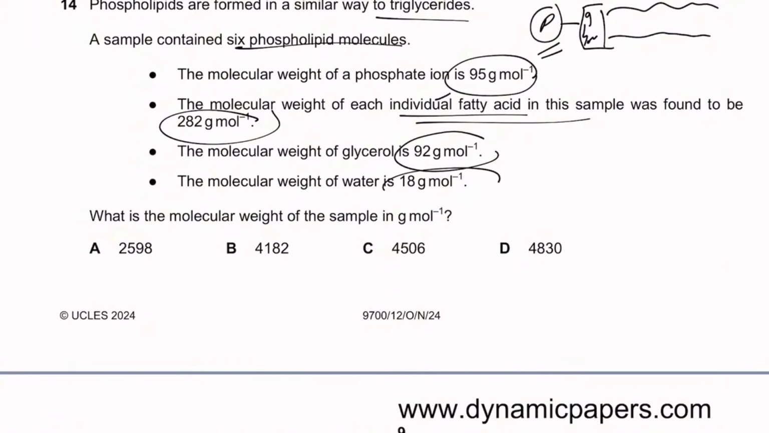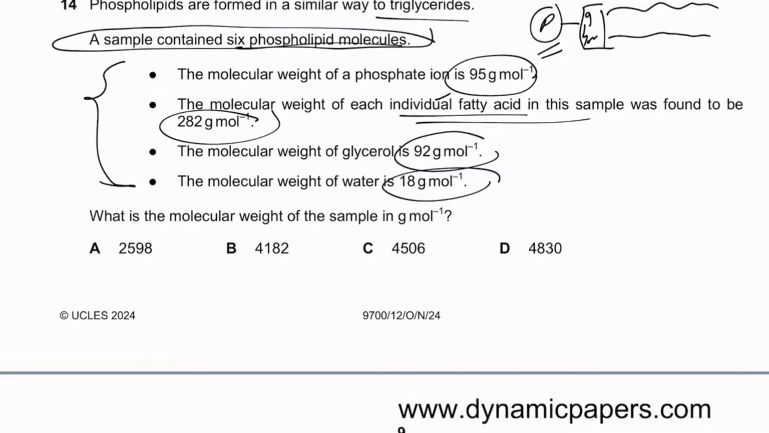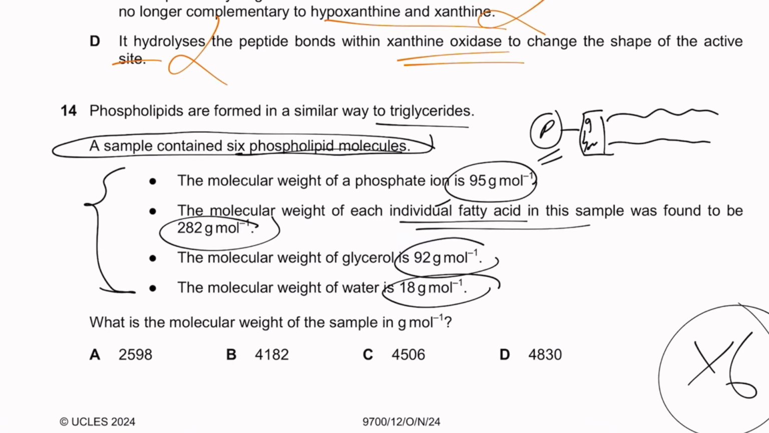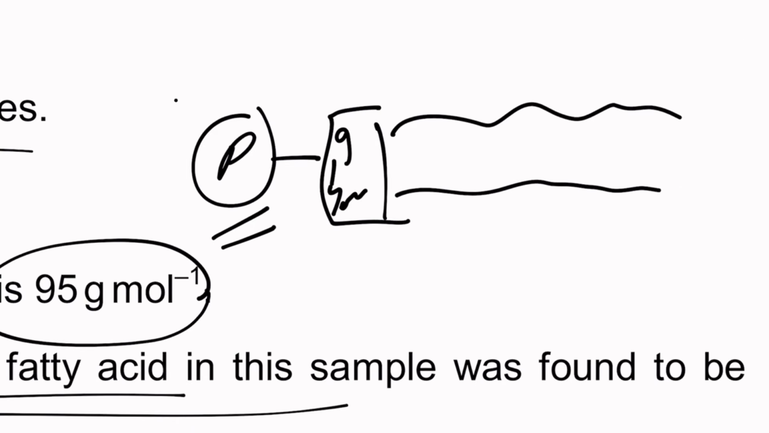Molecular weight of water is 18, and he's looking for the molecular weight of the sample, which, let's remember, contained 6 phospholipid molecules. So whatever the mass of the phospholipid comes out to be after we find this information, we need to multiply the final answer by 6. Okay. Let's see. Firstly, for the mass of the phospholipid, we should take into account this information over here.